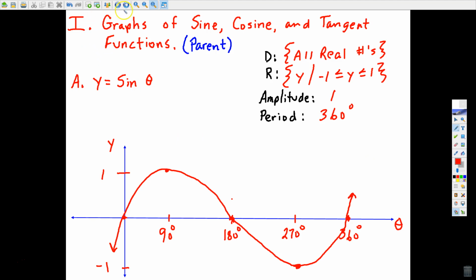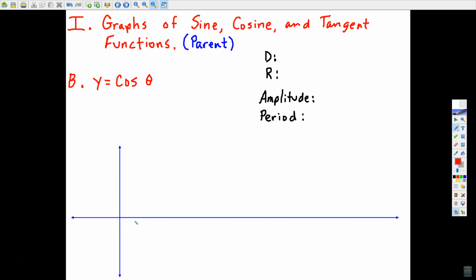Okay, so that takes care of sine. Now let's take a look at cosine. Very similar. Slightly different. We'll go ahead and label these as the quadrantal angles again: 90, 180, 270, and 360. This is for theta inputs. This is our output, y.